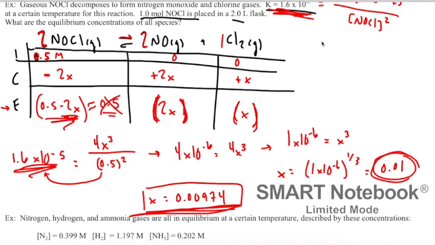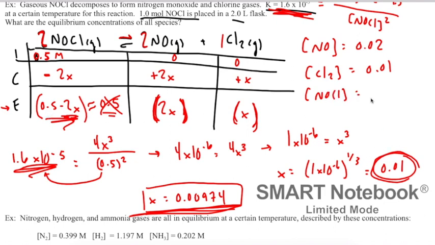Okay, so I'm going to say then that my equilibrium concentration of NO is going to be 2x, so that's going to be 0.02. My equilibrium concentration of Cl2 is going to be equal to x itself, which is 0.01. And my equilibrium concentration of NaCl is going to be 0.5 minus 2x, 0.5 minus 0.02, and that gives me 0.48. And so those are my equilibrium concentrations.